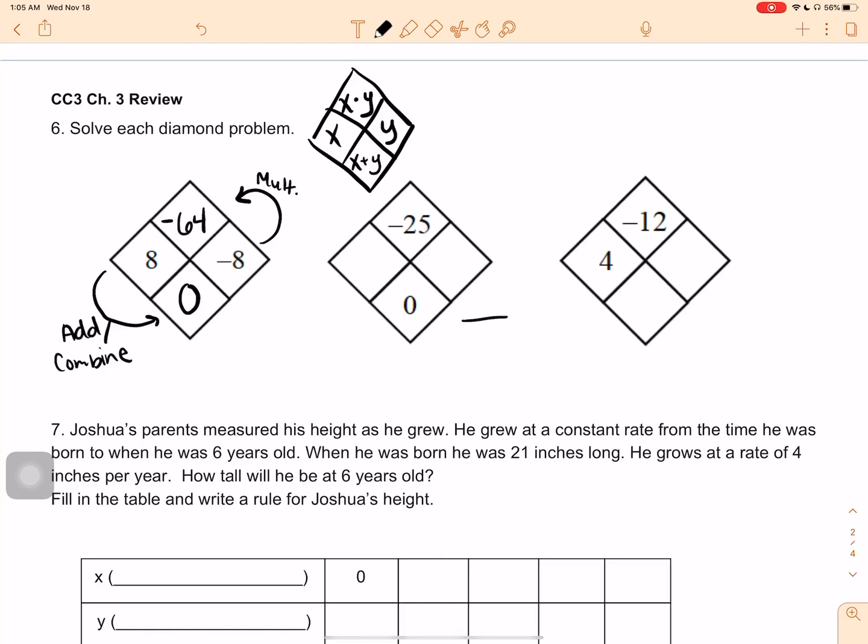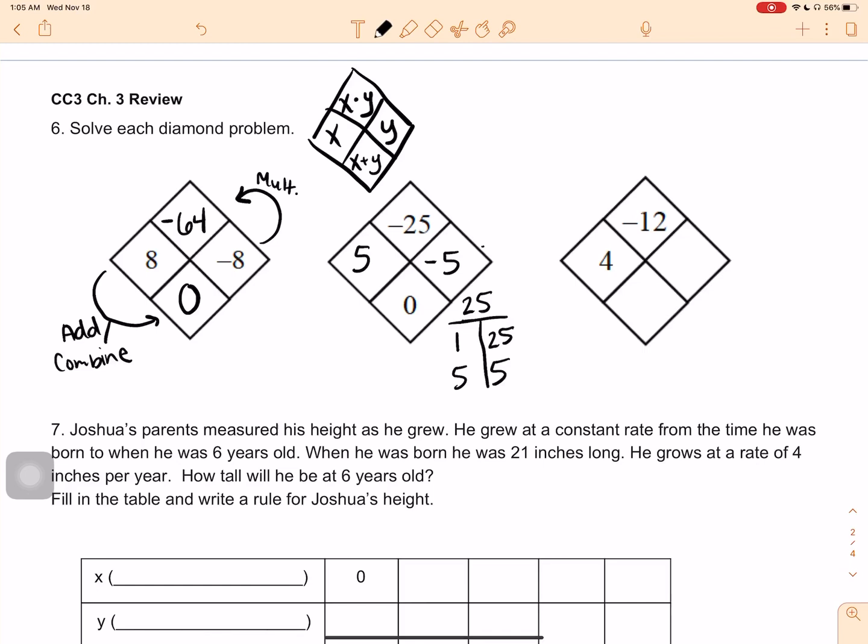Now, if I were thinking about 25, I'd ask what factors multiply together to get 25, because I have to multiply them to get my top number. I know 1 times 25, and 5 times 5, and that's it. So the only way we can get 0 is if one is positive and the other is negative. 5 times -5 is -25, and 5 plus -5, or 5 minus 5, is 0.